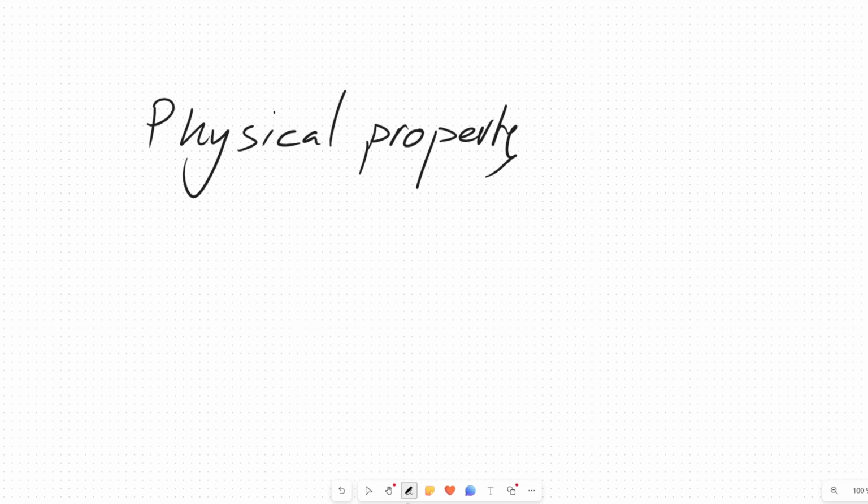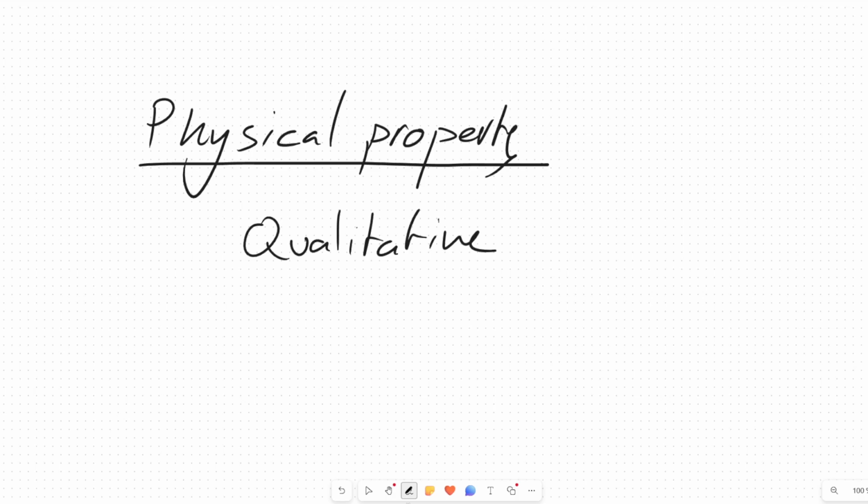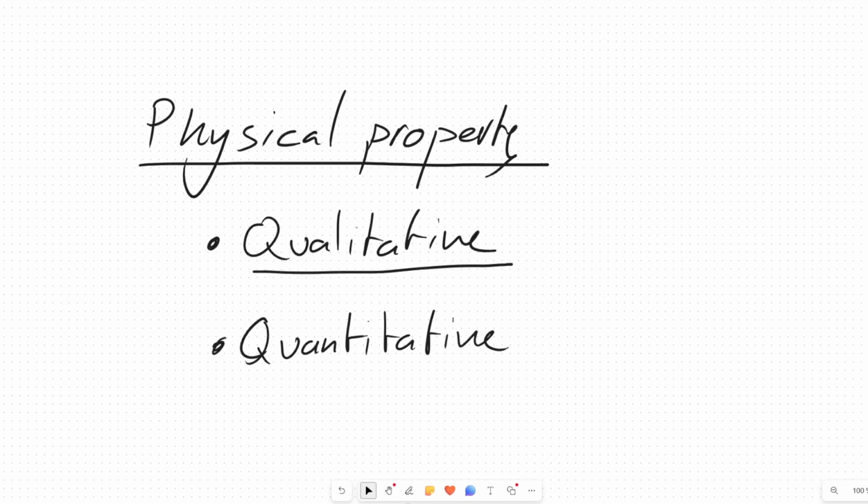We can distinguish two types of physical properties. One is a qualitative property, and the other one is a quantitative property. So what is the difference between these two types of physical properties? Well, basically, a qualitative property is a property that cannot be defined with a number. That is the case of color. That is the case of smell. That is the case of texture. All those things that we feel with our five senses are qualitative.